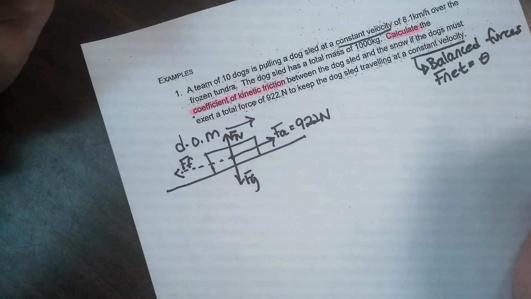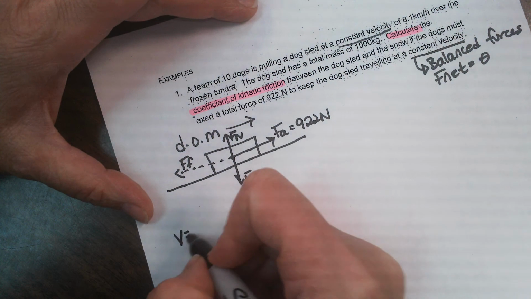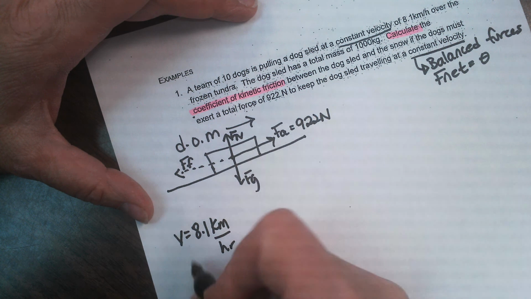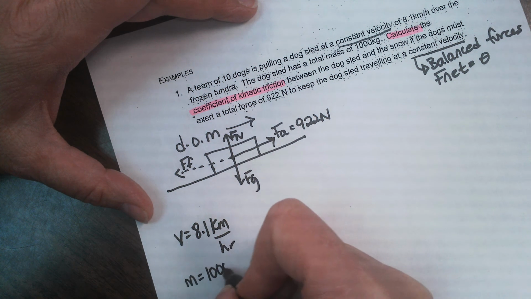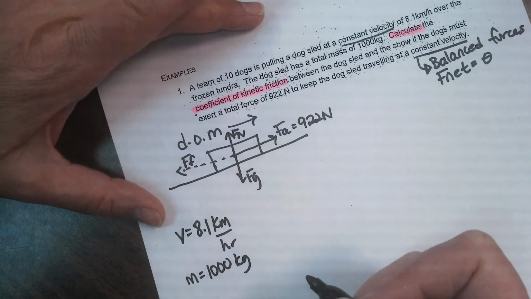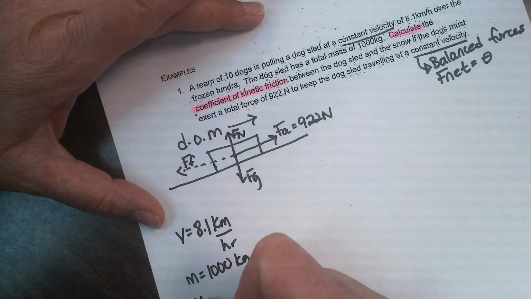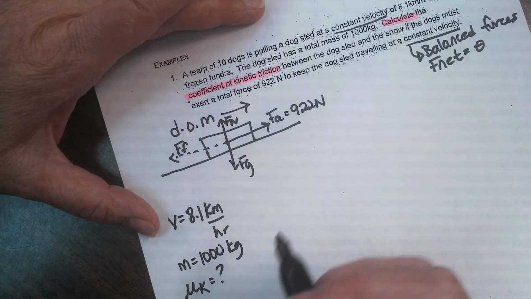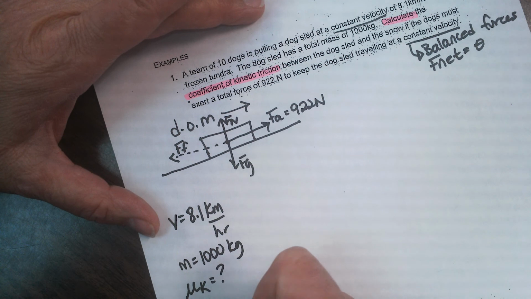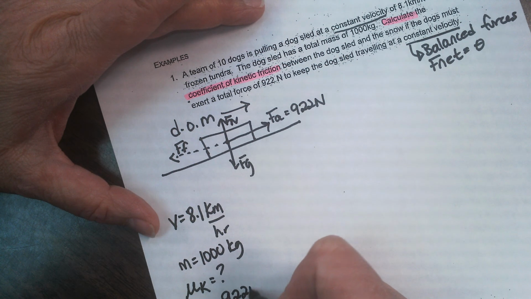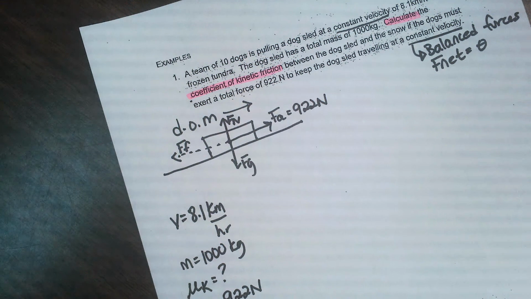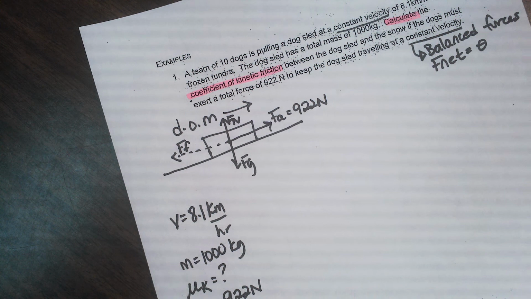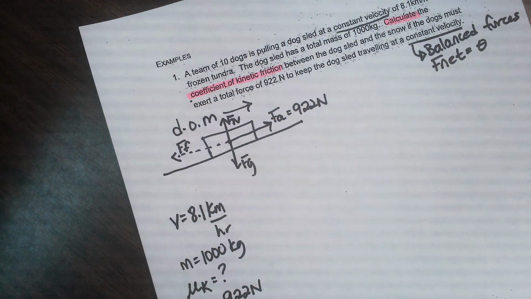And then some pieces of information. We know that velocity is 8.1 kilometers per hour. We know that there's a mass of 1,000 kilograms. It's asking us to find the coefficient of kinetic friction. And we know that force applied is going to be equal to 922 newtons. So it's asking us to find the coefficient of kinetic friction.